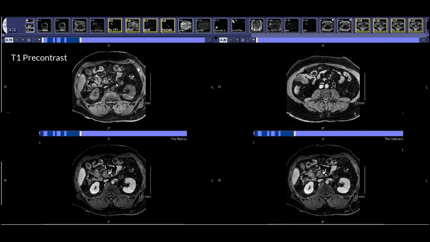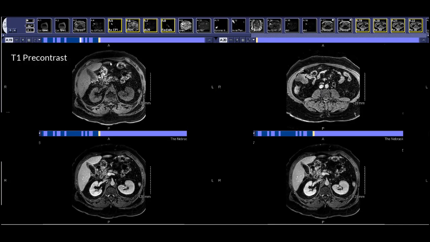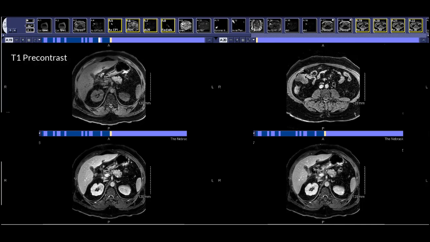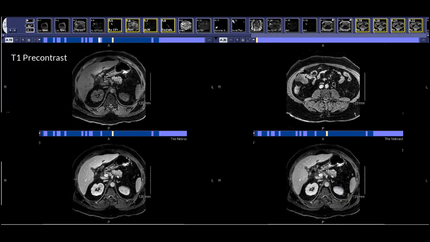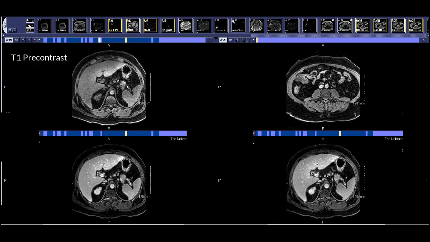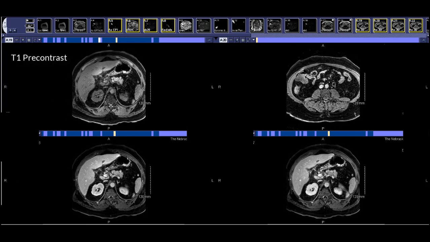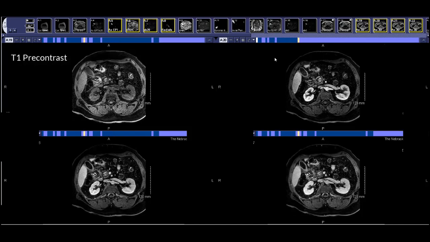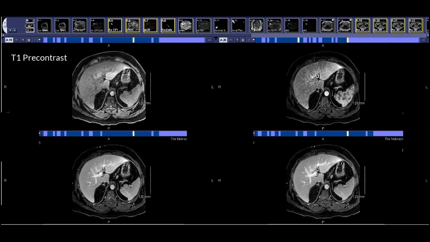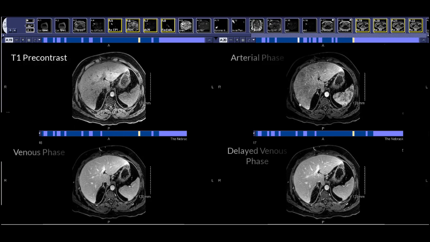So I like to scroll through the T1 pre-contrast first, which I have here in the upper left-hand corner. Look for any T1 bright lesions. Normal pancreas should be the brightest thing on this image, and in this case it is, because the pancreas is normal. And then we're going to look through all of our other organs for any lesions that might be enhancing on the arterial phase here, the venous phase here, or the delayed venous phase here.